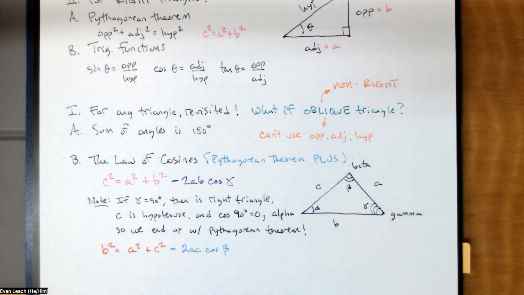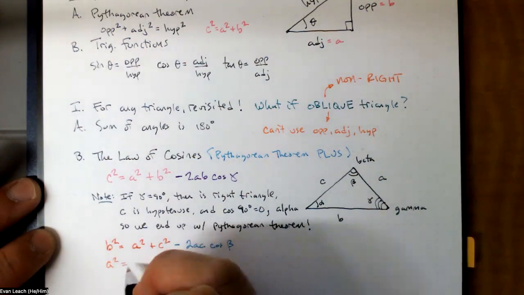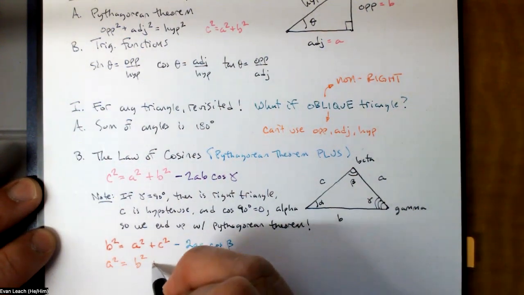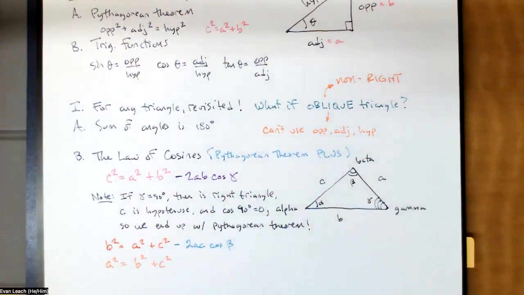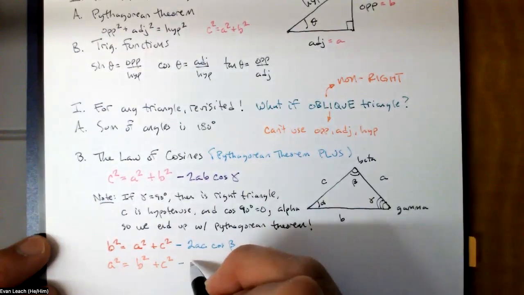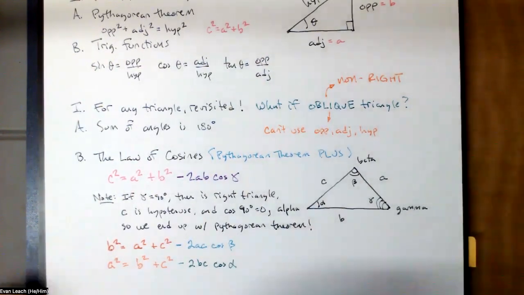And of course, we should see the next part coming. There's an a squared version of the law of cosines as well, where we have a squared. Now I'm just going to trade the a squared, the b squared. A squared equals b squared plus c squared. And then my other term will be minus 2bc times the cosine of alpha.